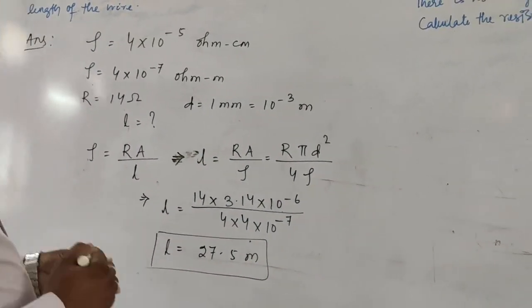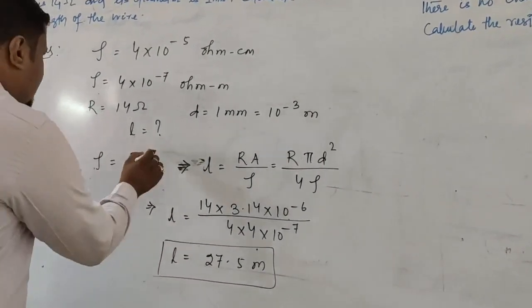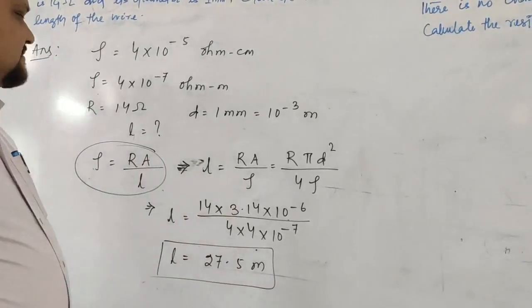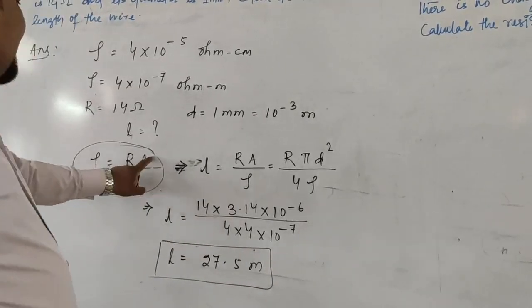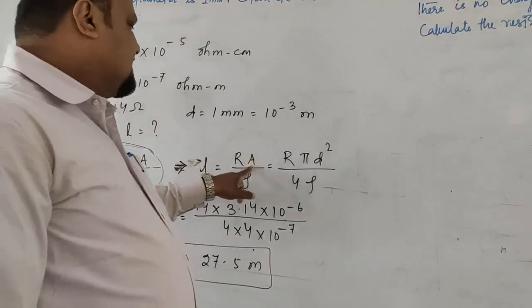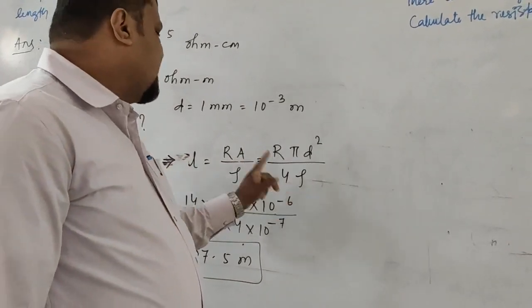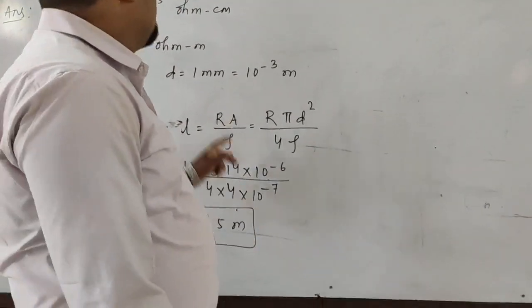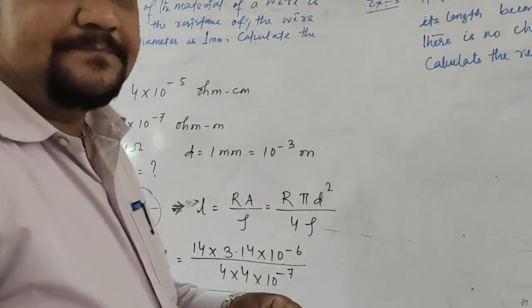Clear? So this is the formula based on the resistivity and the resistance. The important thing here is that for the area, its diameter is given. In this area part, you can put pi d square by 4 as the area. That is example number 4.